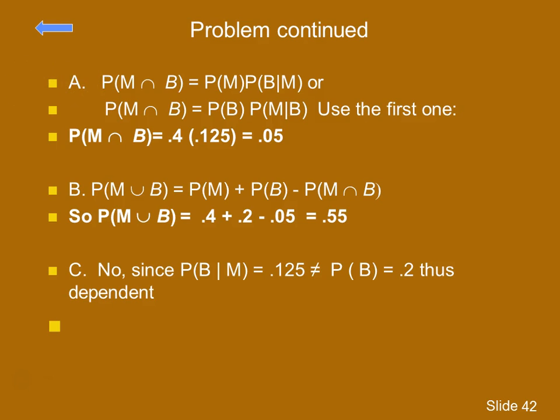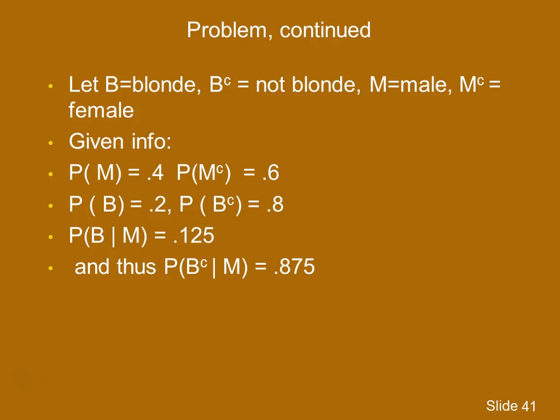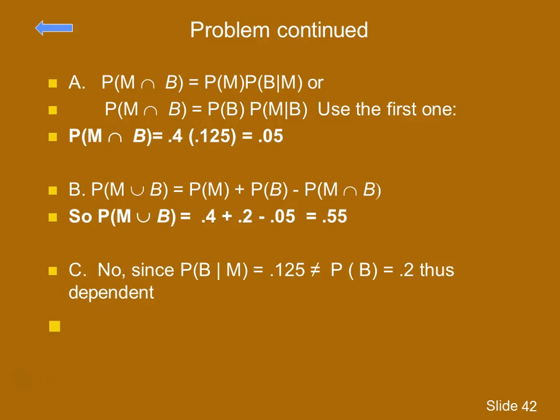Remember that intersections can be written in two ways. M intersect B can be the probability of M times the probability of B given M, or we can do it as the probability of B times the probability of M given B. One of those will do us good, and one of them usually won't do us any good. You have to look back at your given information. We know M and we know B given M. Therefore, we can use the first one here. M is 0.4. B given M was 0.125. Multiply them together and you get the intersection to be 0.05.